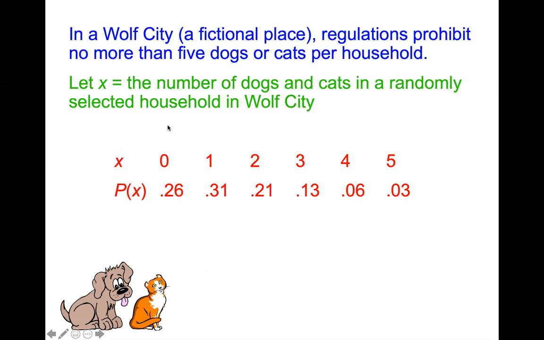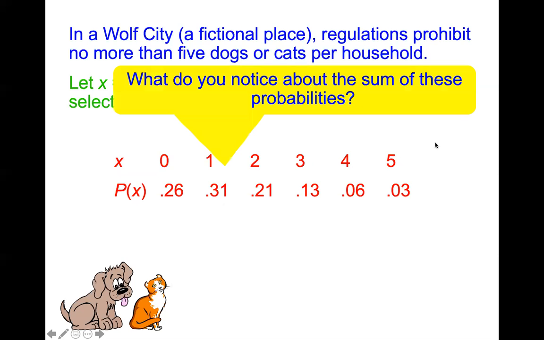This is our main thing, knowing how to read and create these charts. That's what you want to be able to do. To understand this, it means that in the long run, 26% of households have 0 pets, 31% of households have 1 cat or dog, 21% have 2, 13% have 3, et cetera. Hopefully you notice that the sum of these probabilities should add up to 1. All of these should add up to 1.